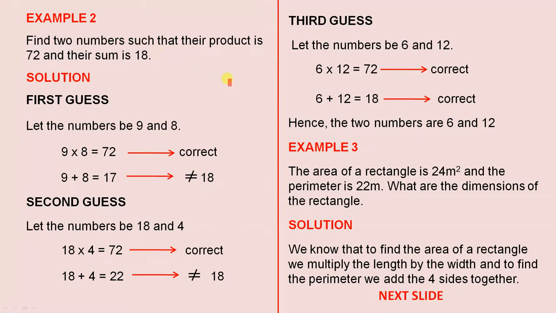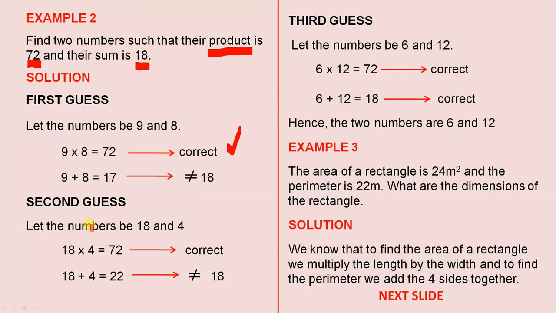Example 2. Find two numbers such that their product is 72 and their sum is 18. Now you know that product means multiplication. Solution. First guess. Let the numbers be 9 and 8. 9 eights are 72. That is correct because we were asked to find two numbers such that their product is 72, so that part's correct. 9 plus 8 is 17. That's not equal to 18 because 18 has to be the addition, so that's not correct.